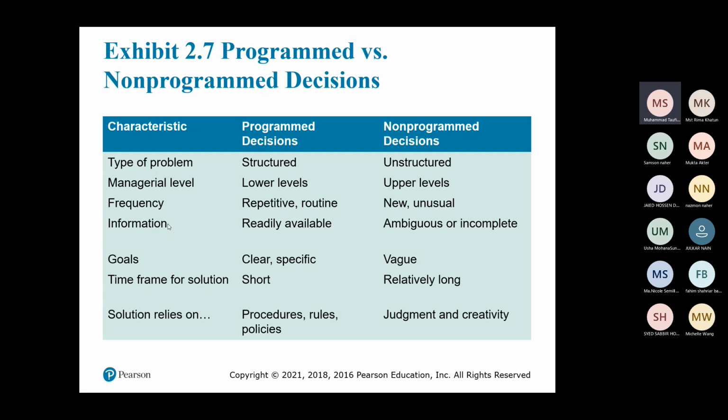For programmed decisions, the information about the problem is usually readily available because you frequently experience the problem, so you have already gathered lots of information about it. But for non-programmed decisions, most of the time the problem is very ambiguous and incomplete because you experience it for the first time. You don't know what you don't know, and you don't have much information about the problem. And for programmed decisions, the goal is clear and specific, but for non-programmed decisions it is very vague.